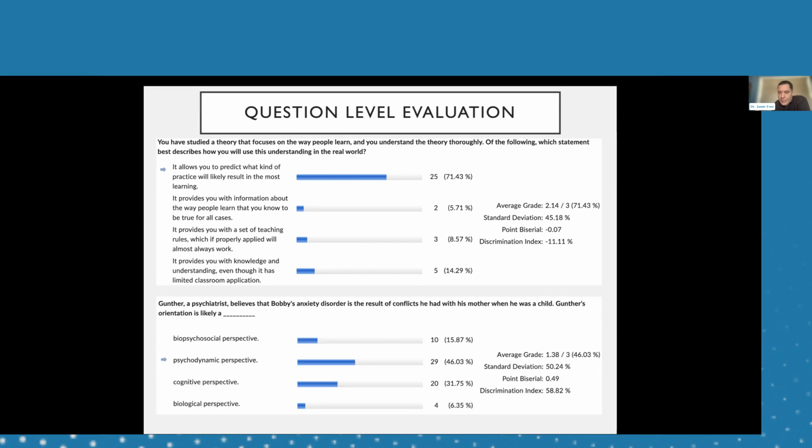Okay. This question was actually very good. A discrimination index of 0.58, which is very high. But I was again concerned about the difficulty. It was very difficult. Only 46% of the students got this. This was from an intro to psych class. And so again, I discussed this with the class.